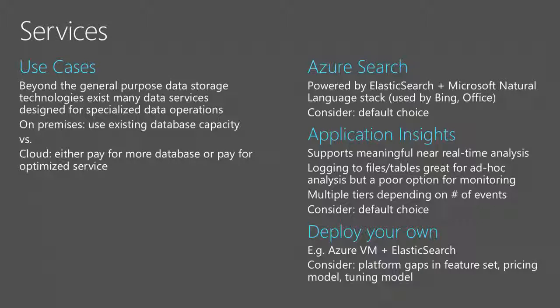And then, this is kind of the last time I mention this, but deploy your own is always an option. Recognize that there are actually gaps in the platform. Right? So if you want a super low latency in-memory messaging solution, you may have to look outside the platform. If you want to use Elasticsearch for processing log data in bulk, then maybe the tuning model that Azure Search has adopted might not be the right one.